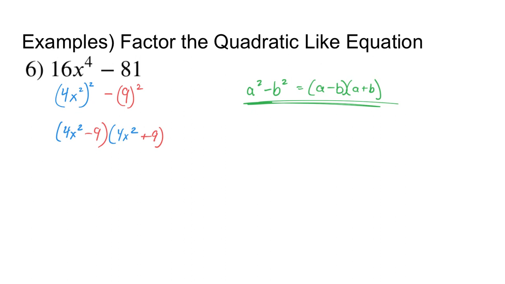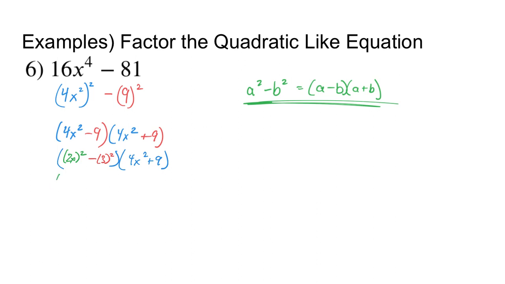I just now need to make sure that I've factored this down completely. In the second parentheses, 4x squared plus 9, that is a sum of two perfect squares. But look here, 4x squared minus 9. If you look at that, you can rewrite 4x squared as 2x, that quantity squared, minus 3 squared. That's different. So what I can do here with this problem is I can keep factoring.